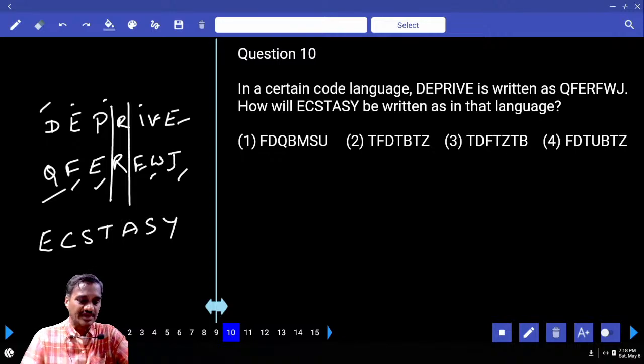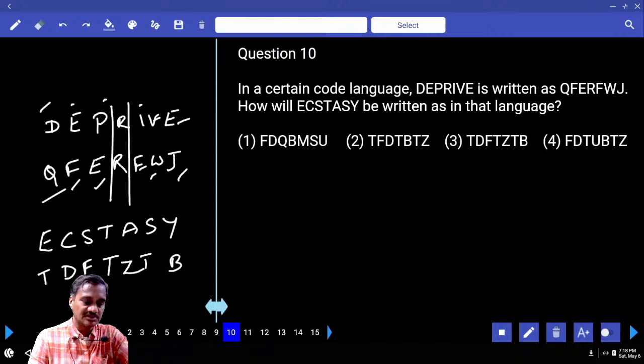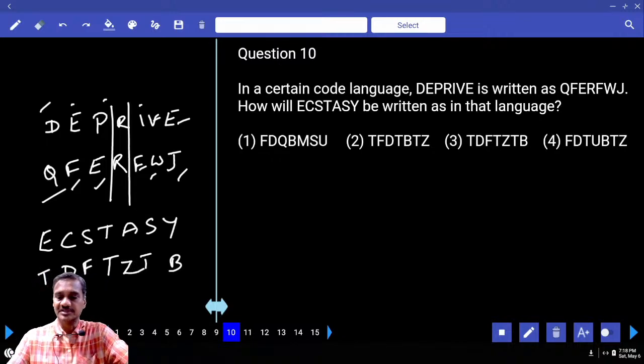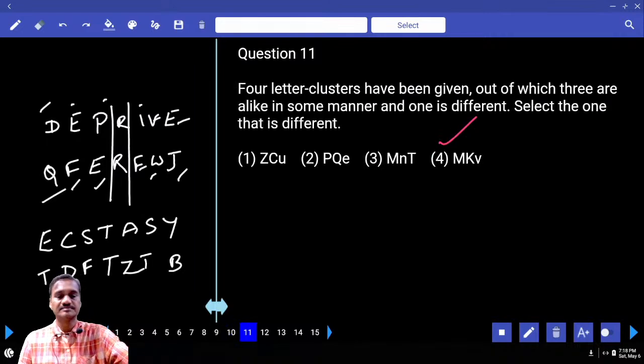Now to this word ecstasy, T is as it is. S plus 1, C plus D, E plus 1. A plus 1, S plus T, Y plus Z. TDF, TZ, TB. Choice 3, question number 10.